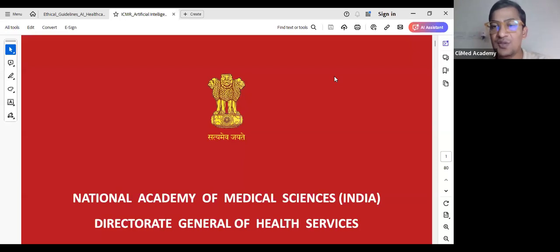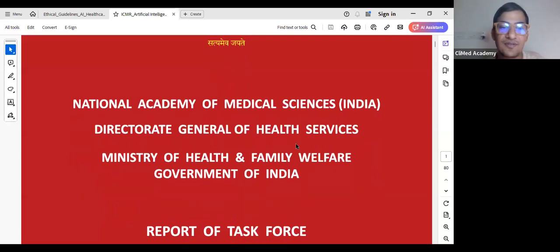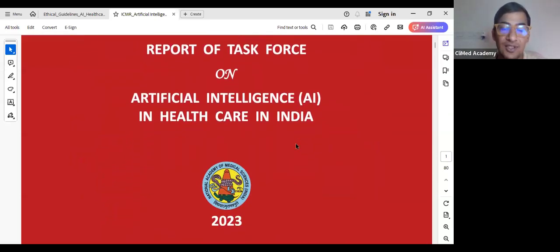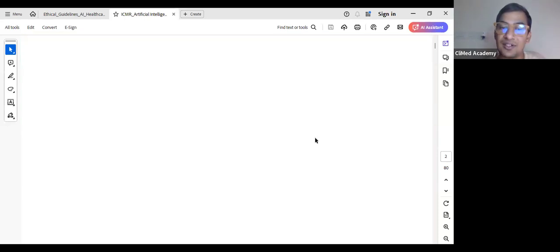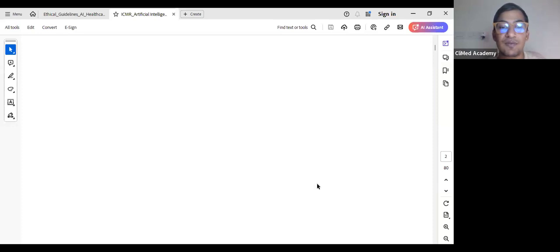This is the one guideline made by the National Academy of Medical Sciences, NAMS, and the Director General of Health Services, DGHS, Ministry of Health and Family Welfare, Government of India. The title of these guidelines is Artificial Intelligence in Healthcare in India. Here they talk about the AI use in healthcare, developed by the NAMS, DGHS, Government of India Task Force, serial number 007.